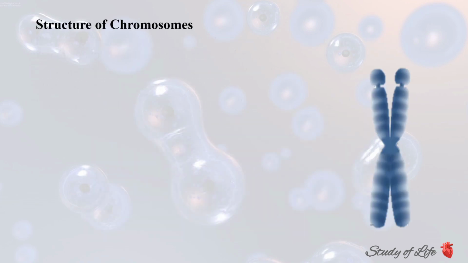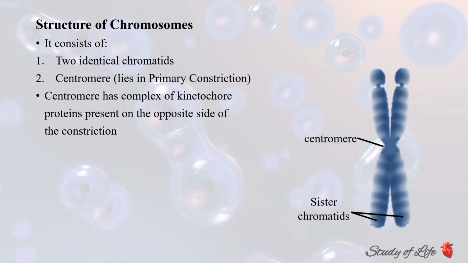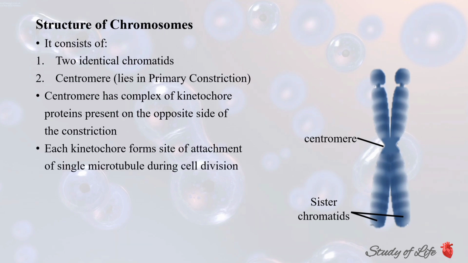Structure of chromosome. Chromosomes consist of 1. Two identical chromatids. 2. Centromere, which lies within a thinner segment of the chromosome, called primary constriction. Two chromatids are held together at a point called centromere. Each centromere has a complex of kinetochore proteins present on the opposite sides of the constriction. Each kinetochore forms the site of attachment for a single microtubule during cell division.